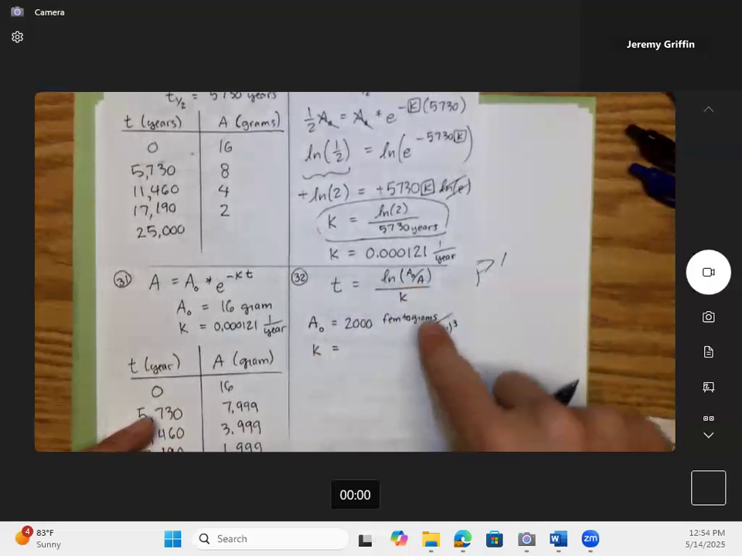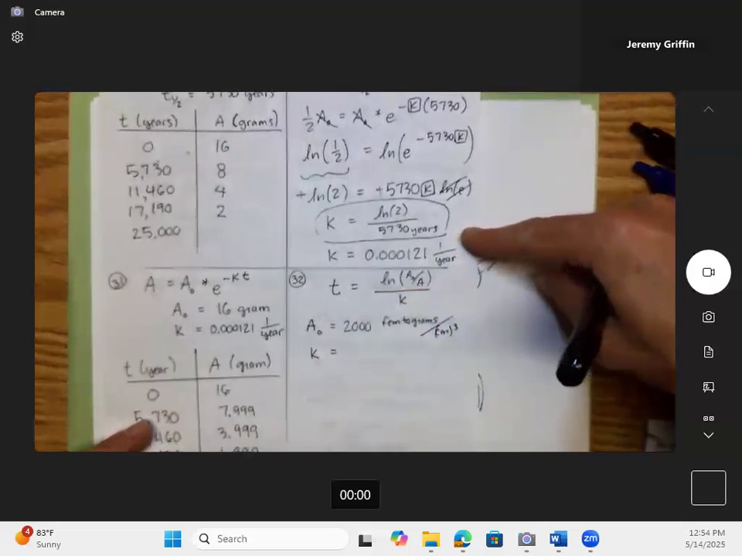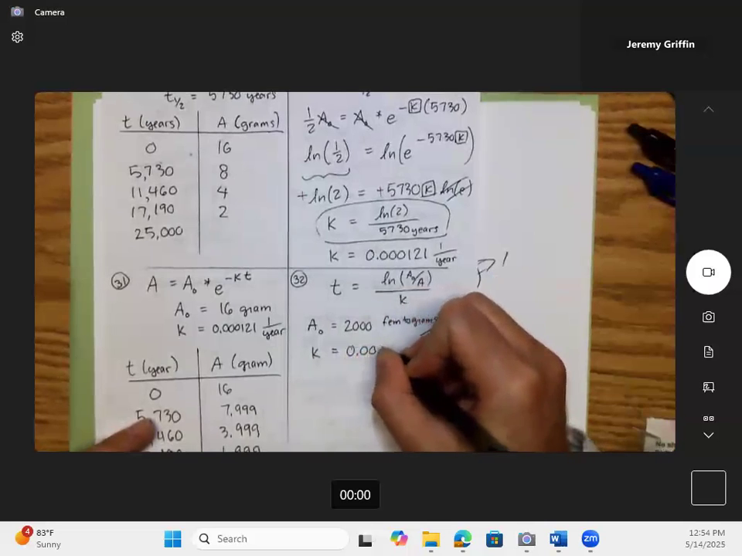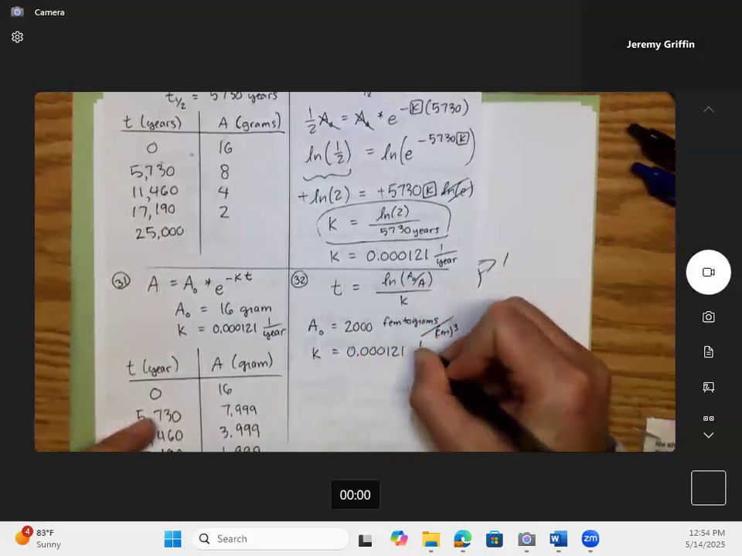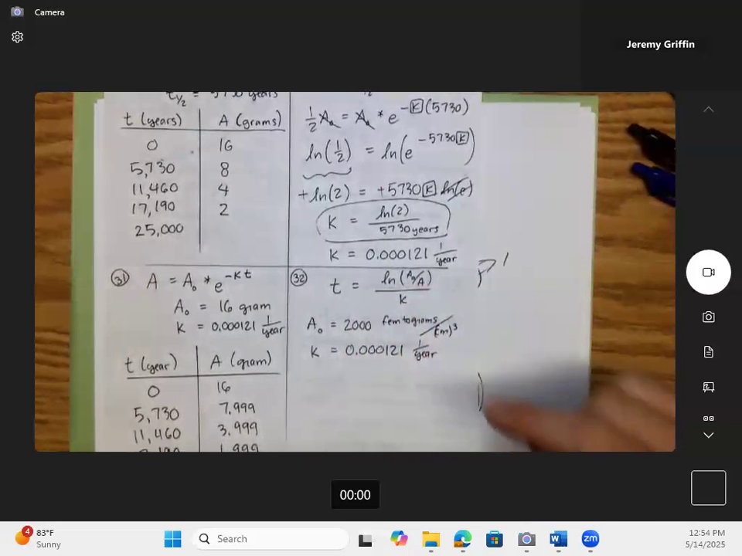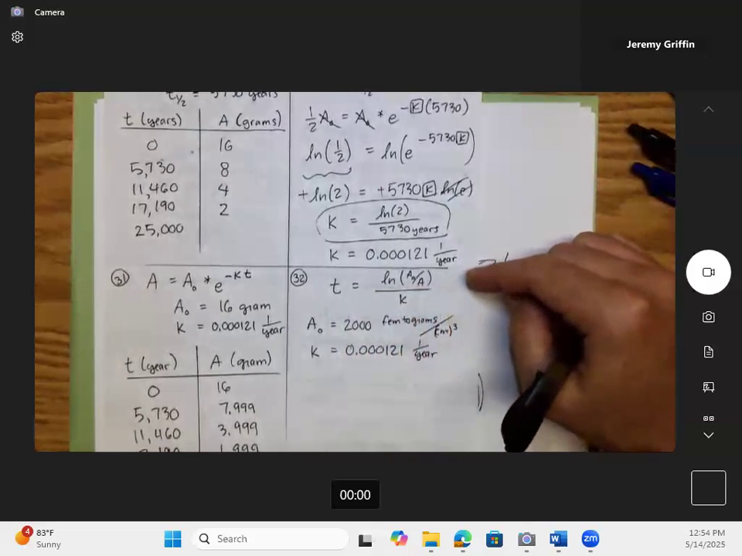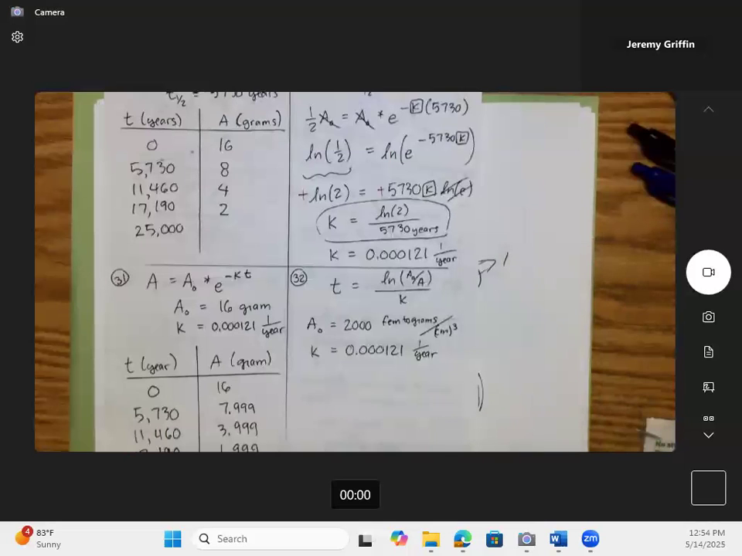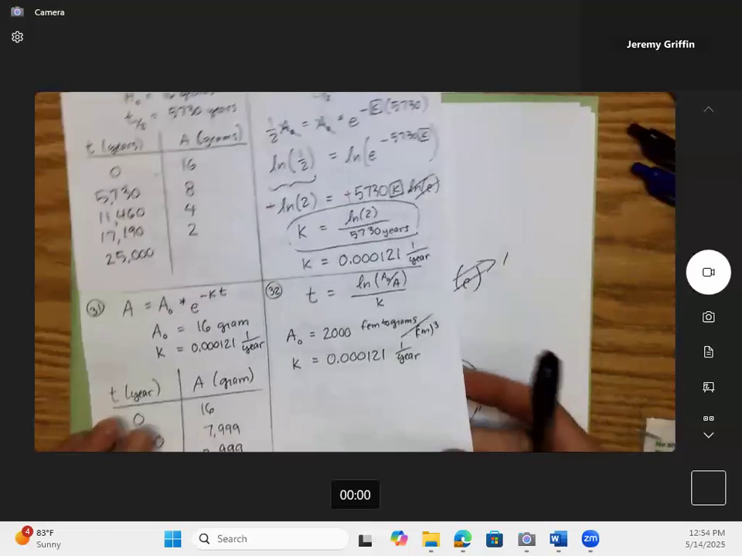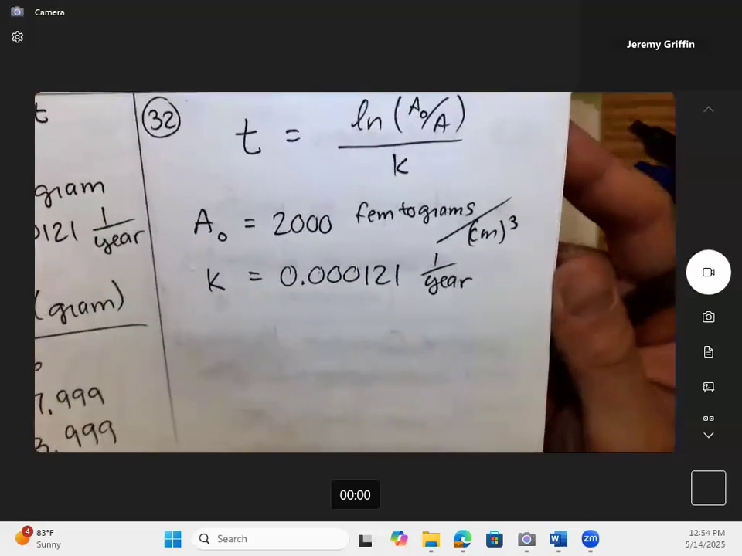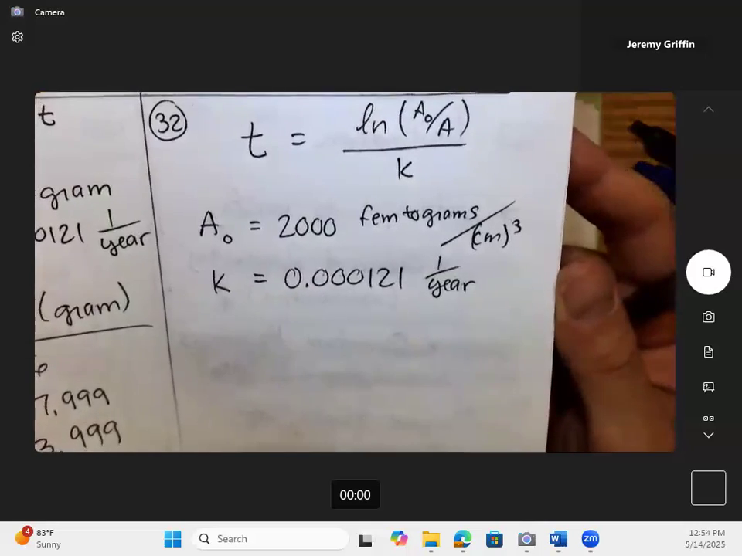You guys know what k is because we solved it right up here, so I'll throw that number in too. 0.000121. That's 1 over years. So those are known values. We've got this rearranged expression to solve for how old the artifact is, how much time. Oh yeah, go ahead. 2,000. That's femtograms per cubic centimeter.